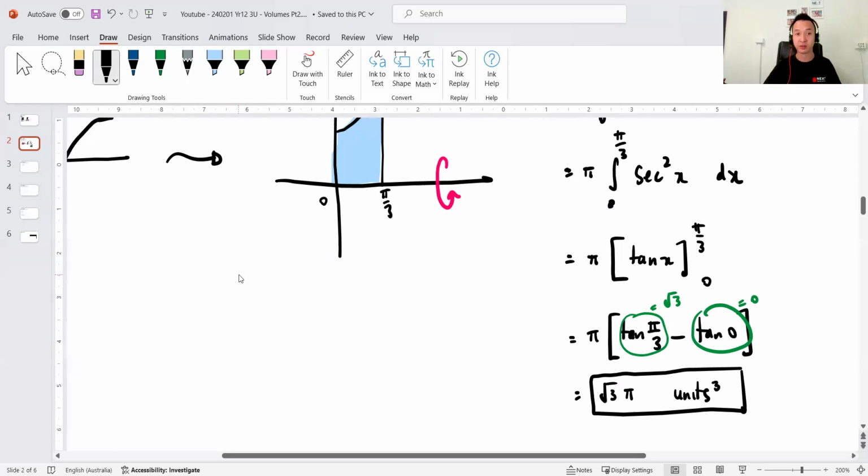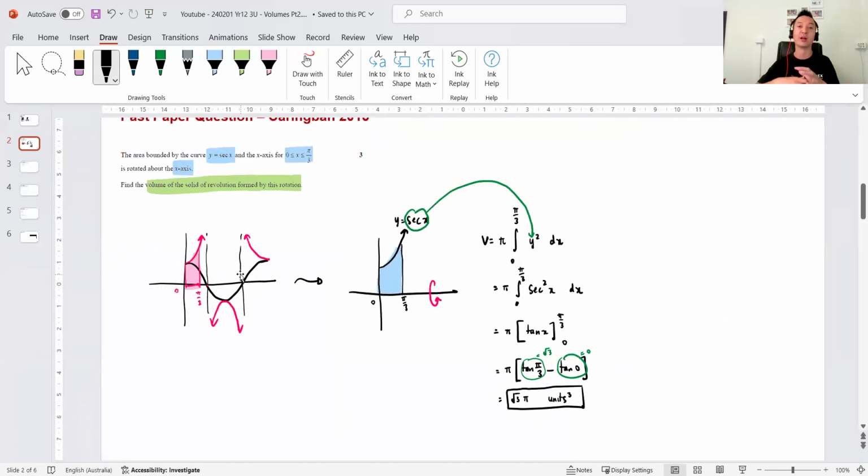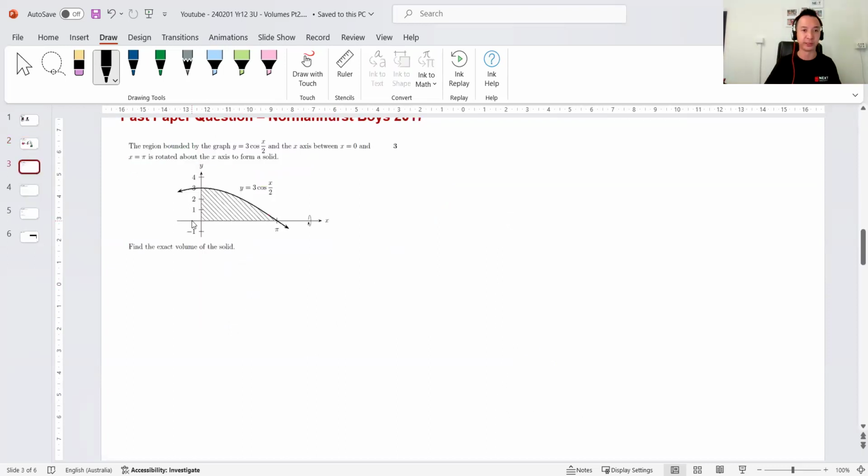How's that, right? So when it comes to trig, sec x is actually really easy because it becomes sec squared, and sec squared is an integral that we have on our reference paper. Yeah, let's do another one.